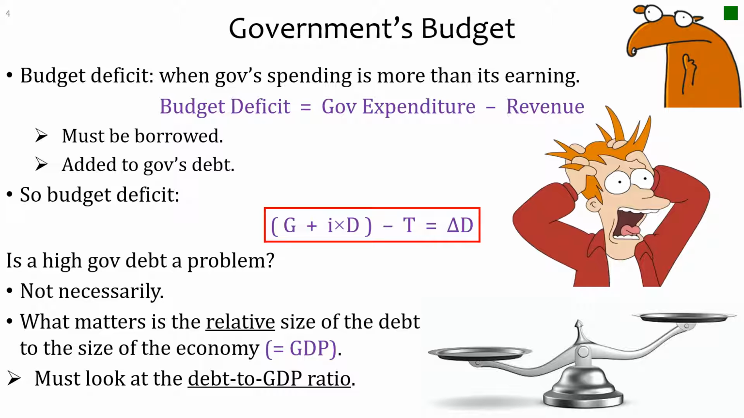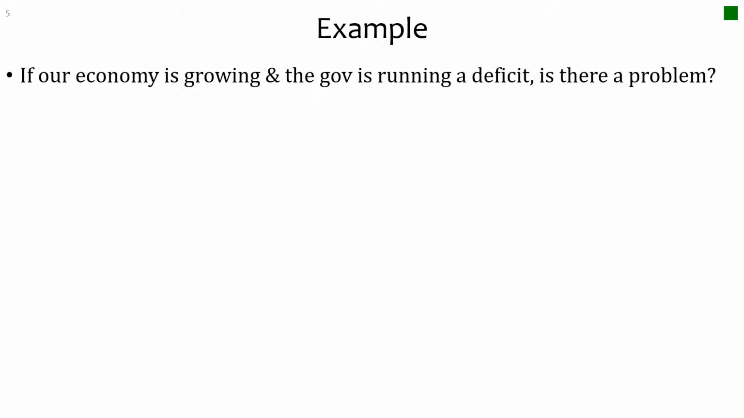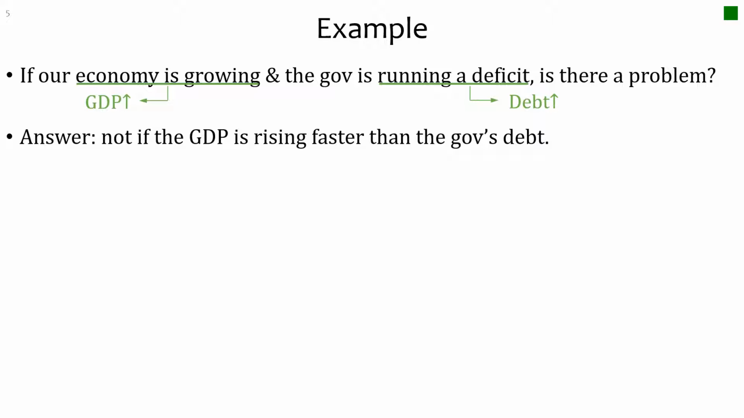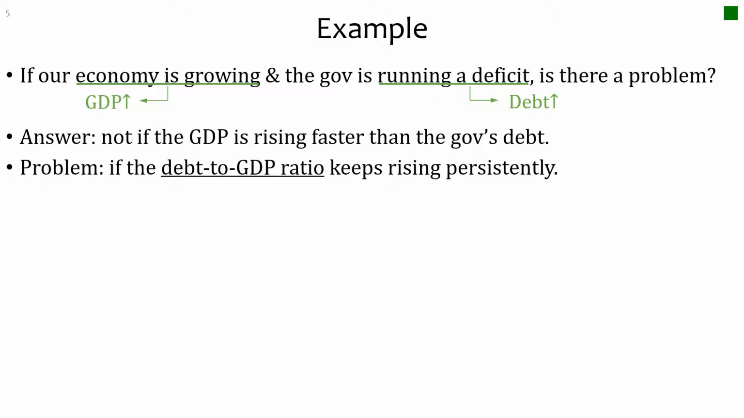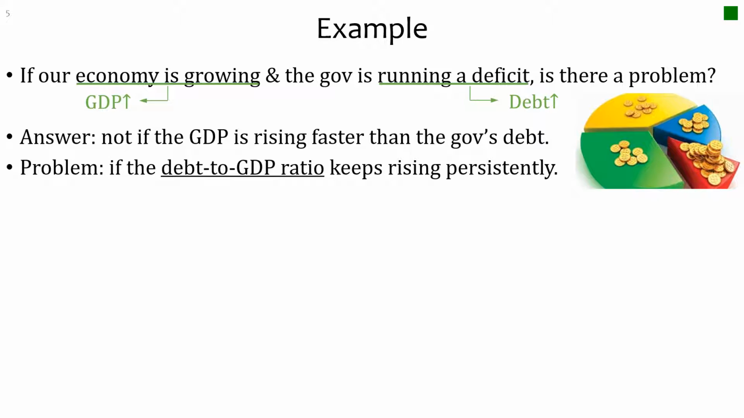So write down. Here's an example for the common misconception where people panic or talk about it as a weakness of a government when there is a lot of debt. Let's say our economy is growing and the government is running a deficit. Is there a problem? When you say the economy is growing, it means the GDP is rising. When we say the government is running a deficit, it means the debt is rising. So the answer is not if the GDP is rising faster than the government's debt. The problem is if the debt to GDP ratio keeps rising persistently, the ratio.